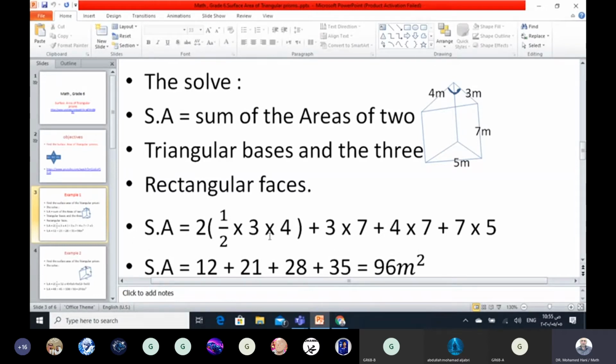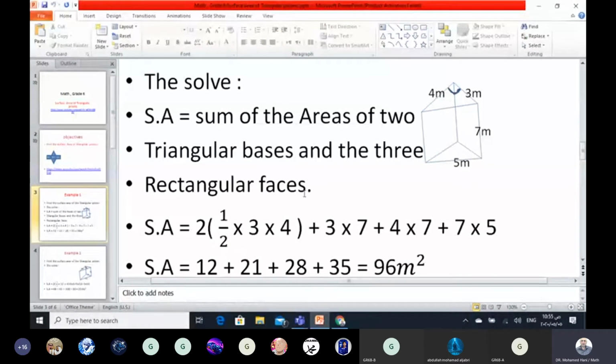The first step, the rule to solve the area of a triangle will be 1/2, multiply by the base, multiply by the height. The base will be 3, the height will be 4. So I can write here 1 over 2 multiply by 3 multiply by 4. And multiply by 2, why? Because we have two triangles. This is the first one and this is the second one. The two congruent triangles here.